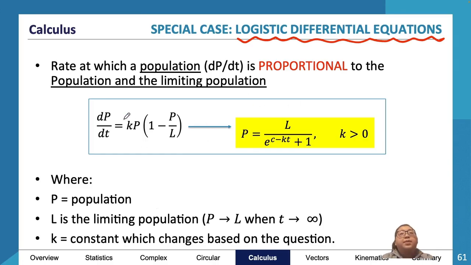So it's going to be proportional to both the population and the limiting population. What we get from that, if we put it into a function, is the value that you eventually solve for. Just make sure you have this in your bound reference to look at. So P is the population, L is the limiting population, i.e. the population you get when t approaches infinity, and k is the constant, which changes based on the equation and is often the thing you'll be asked to find.